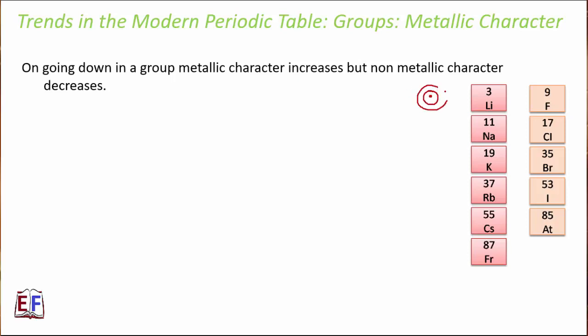Here in lithium, if the valence electron was here, in sodium, what happens? The valence electron is here. In potassium, the valence electron is here. So what is happening? As we go down, we see that the valence electron is going far away from the nucleus. So that means the valence electron is not very tightly held by the nucleus. As a result, the chances of losing the valence electron are high. So as we go down, the tendency to lose electrons increases. That means the metallic character increases. So therefore, as we go down, metallic character increases and obviously the non-metallic character decreases.